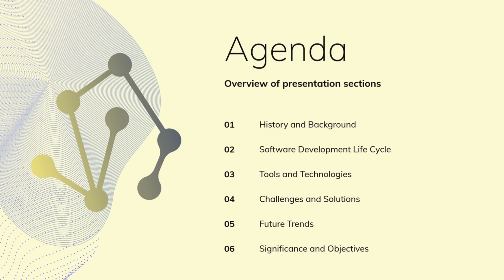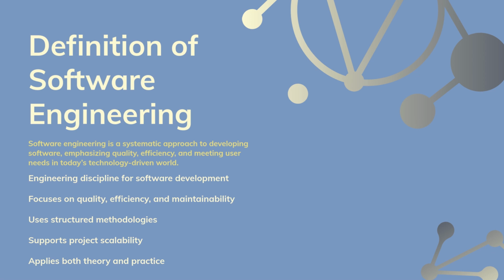Programming is one part of the process, usually focused on writing code, whereas software engineering involves careful planning, documentation, collaboration, and long-term maintenance. The goal of this presentation is to help you understand how the software engineering process works, why it's essential, and how it continues to evolve.